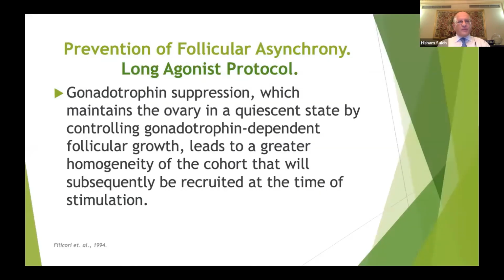Gonadotropin suppression, which maintains the ovary in a quiescent state by controlling gonadotropin-dependent follicular growth, leads to a greater homogeneity of the cohorts that will subsequently be recruited at the time of stimulation. So suppression of the endogenous FSH will homogenize the antral follicle cohort, and at the start of the stimulation, you will have most of the follicles in the same size, and synchrony will be much easier.